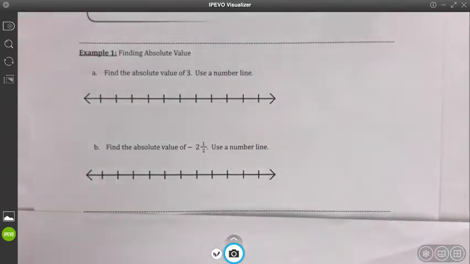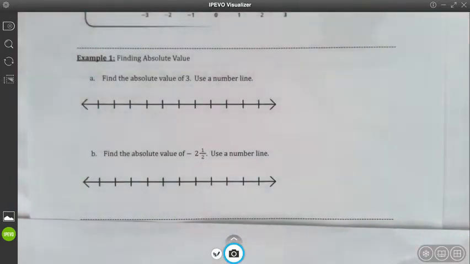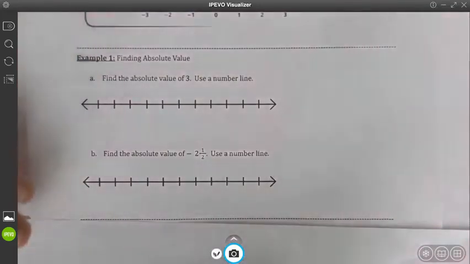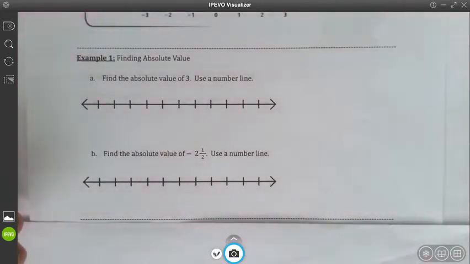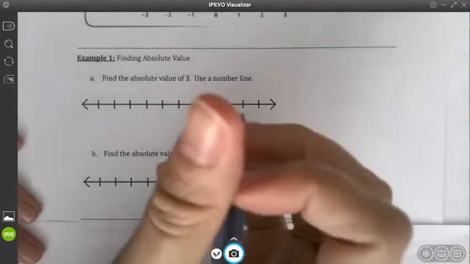Okay, so example 1. Find the absolute value of 3, use a number line. So again, we're going to get to the point where we're comfortable enough not to be using extra tools like number lines, but while we're learning it, it is important that we put in the effort and the background for each problem and learn how to show our work. So when we have an assessment or we need to explain something, we know how to do that.